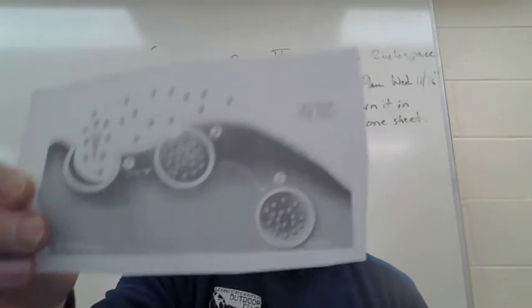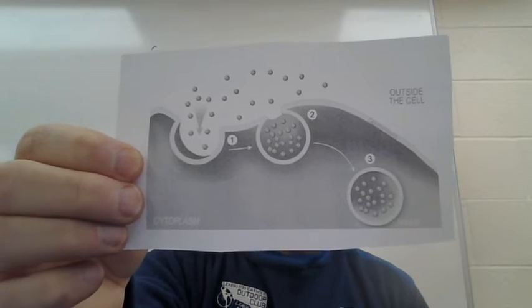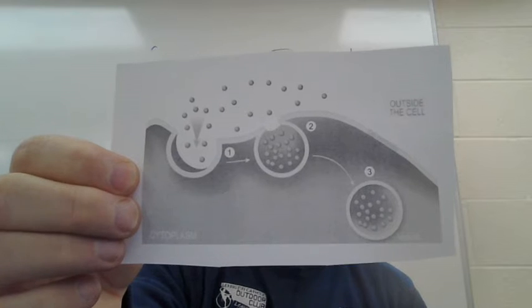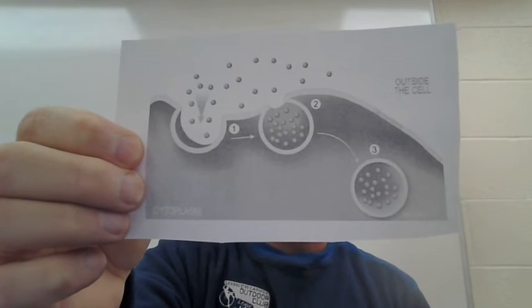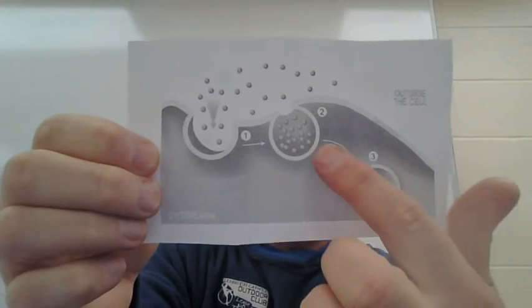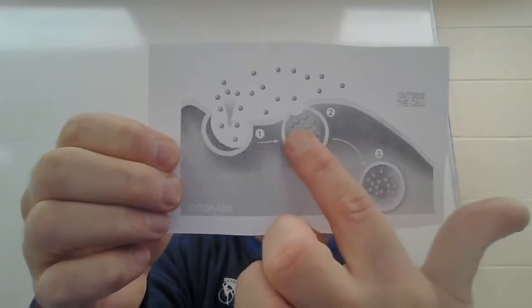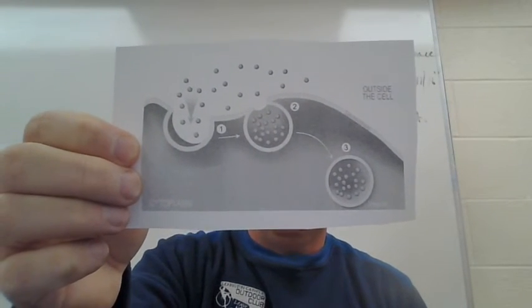Another interesting picture here is this. This shows how things either move into a cell or are pushed out of a cell through active transport. This one is endocytosis because it's bringing stuff in. If it goes in the opposite direction from here to here to here, then that would be exocytosis. So you should know what that looks like.